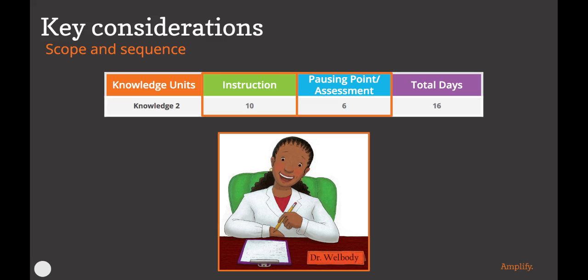These allow time to reinforce, review, assess, and remediate content knowledge. We anticipate you'll spend approximately 16 days total on this domain.